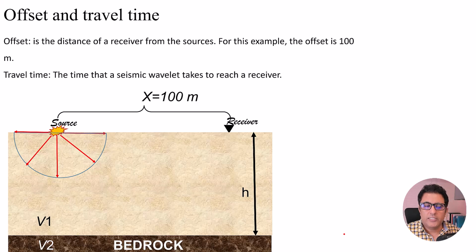One of them is offset. That is the distance between source and receiver. For example, when we say that the offset is 100 meters, it means that the distance between the source, for example dynamite, and the receiver, or geophone, in your land seismic data acquisition, is 100 meters. Another important terminology is travel time. Travel time is the time for a seismic wave to get to the recording station from the source.